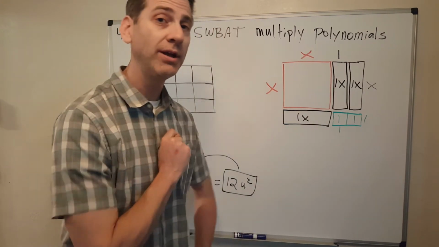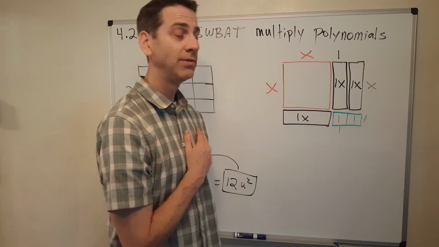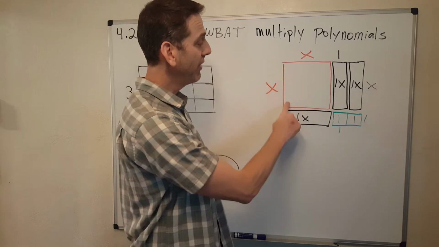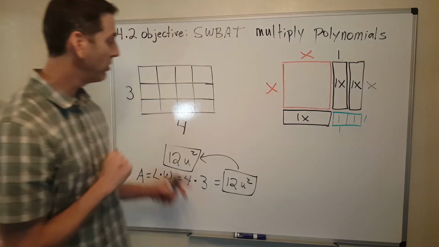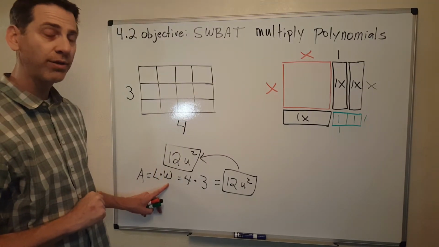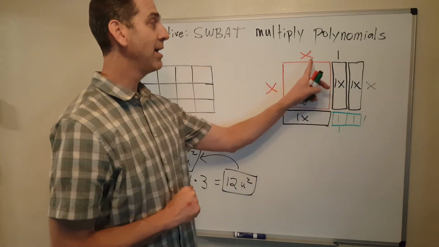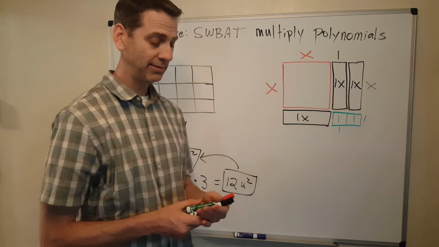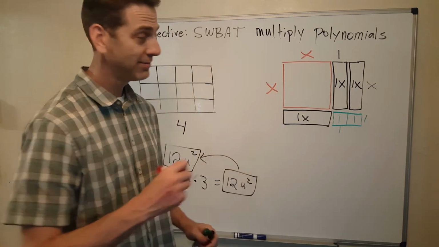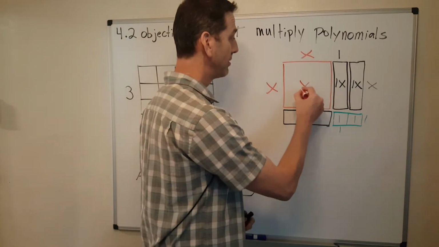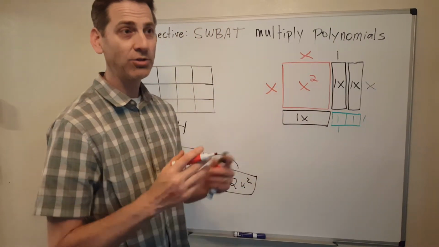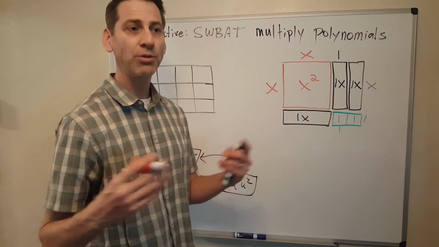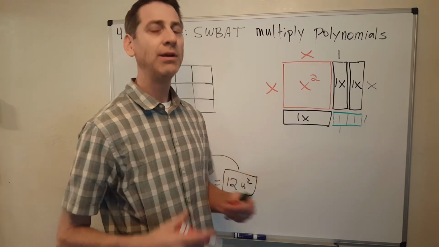What is the area of that red square? Well, it's got a length of x and a width of x. So remember, area is length times width. So x times x is x squared.